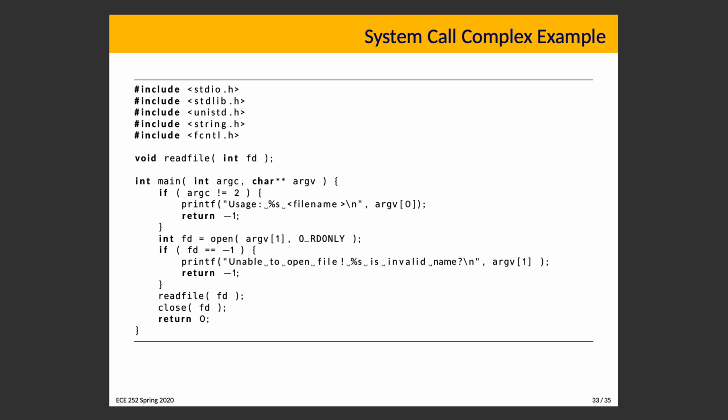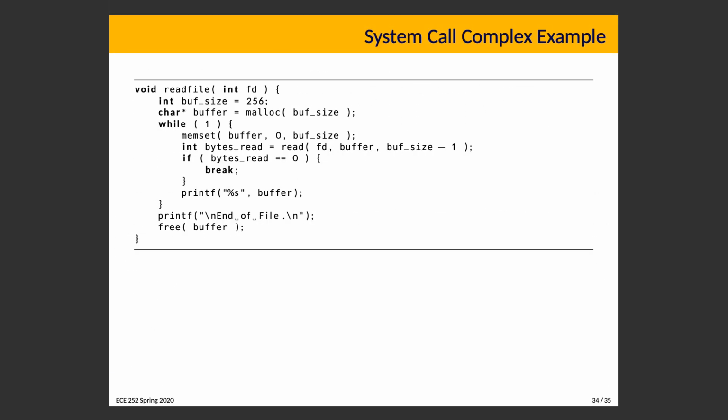We will then call the read file function, which presumably reads the file. We will close the file when we are done, and then we will return at the end of the program. Okay, the implementation of read file looks like this. We declare a buffer size of 256. We then allocate a buffer of that size.